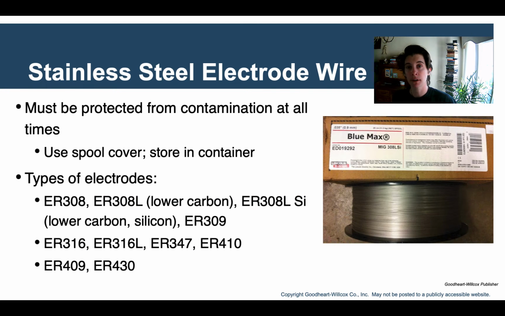You have to deal very carefully with stainless steel electrode wire because it is stainless and you want to keep it stainless. That's, again, the difficult part about welding stainless steel. It's just really picky. You've got to keep it as clean as possible. I mean, medical grade clean would be ideal. So the electrode wire has to be protected from contamination.